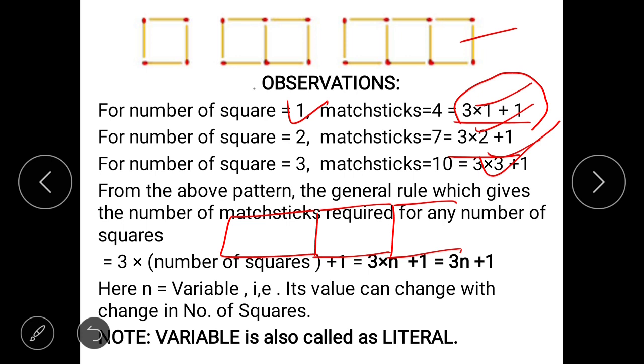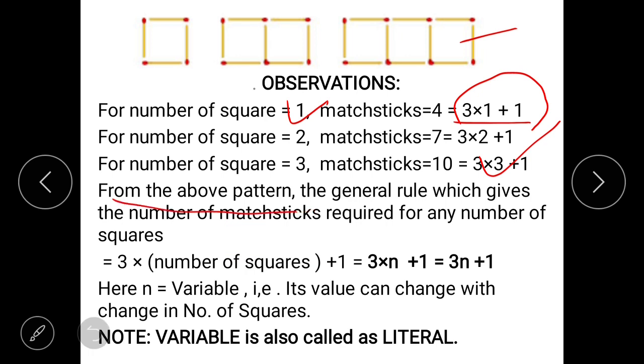And in the third case I have 3 C's, that is 3 multiplied by 3 plus 1 that I have removed. So this is the arrangement that is formed. Now I will form a general rule and I will substitute the number of squares by a variable, because here the number of squares can vary. I had to find the number of mastics required for any given number of squares.